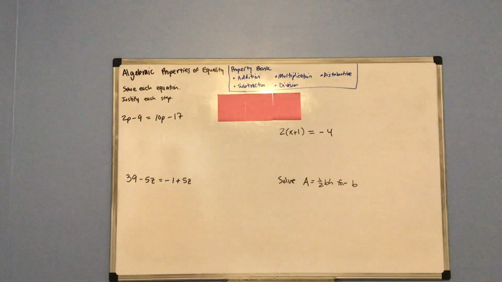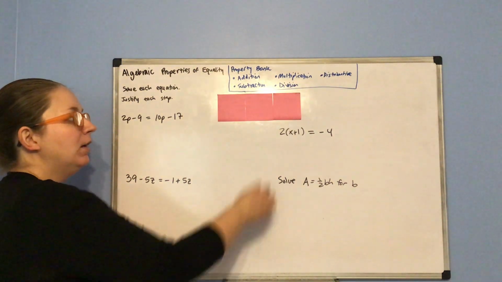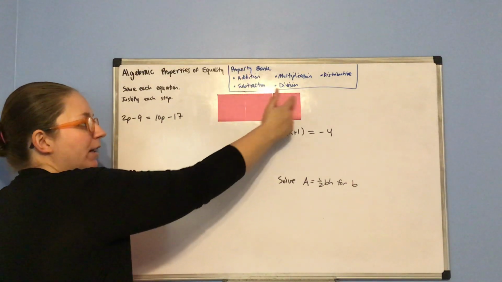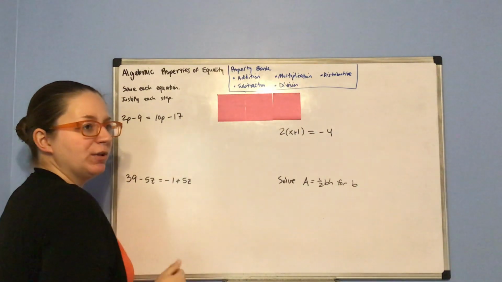Hello, today we're going to be looking at the algebraic properties of equality and using those to justify the steps we take to solve equations. So our properties that we're going to be talking about today are the addition, subtraction, multiplication, and division properties of equality, as well as the distributive property.